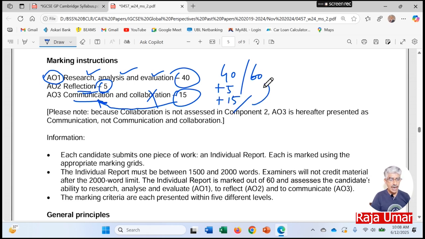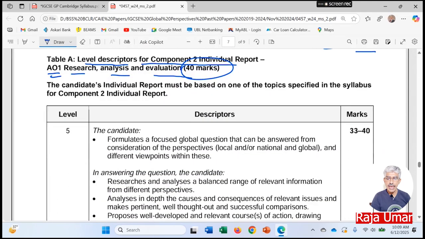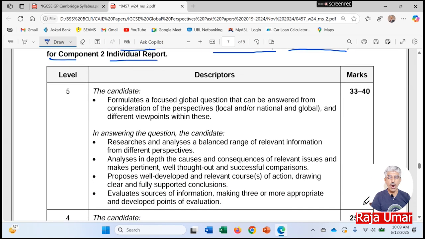And out of that, now talking about assessment objective 1, that is the research, analysis and evaluation, the candidate's individual report must be based on one of the topics specified in the syllabus for component 2 individual report, already explained. And students should stick to level 5, the highest one, to attain these many marks out of assessment objective 1, that carries 40 marks out of 60. So it means that the focus should be this one.